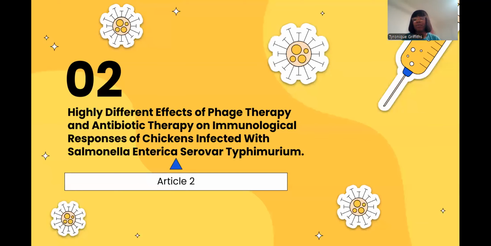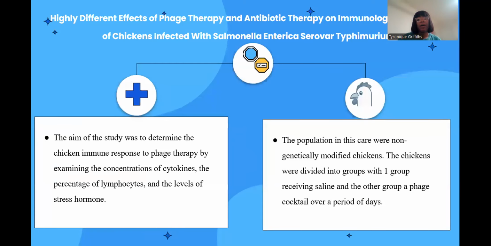My second article was titled Highly Different Effects of Phage Therapy and Antibiotic Therapy on Immunological Responses of Chickens Infected with Salmonella enterica serovar Typhimurium. The aim of this study was to determine the chicken immune response to phage therapy by examining the concentrations of cytokines, the percentage of lymphocytes, and the levels of stress hormones.